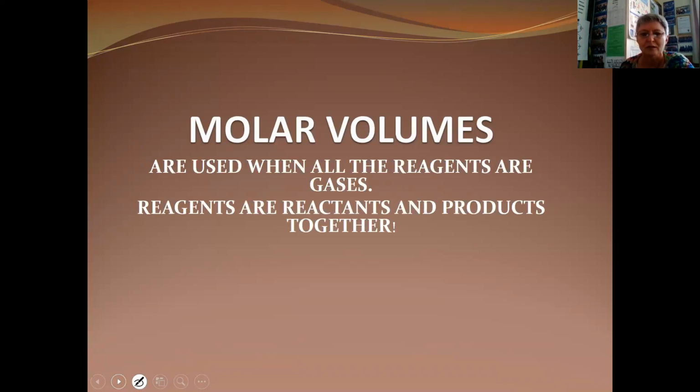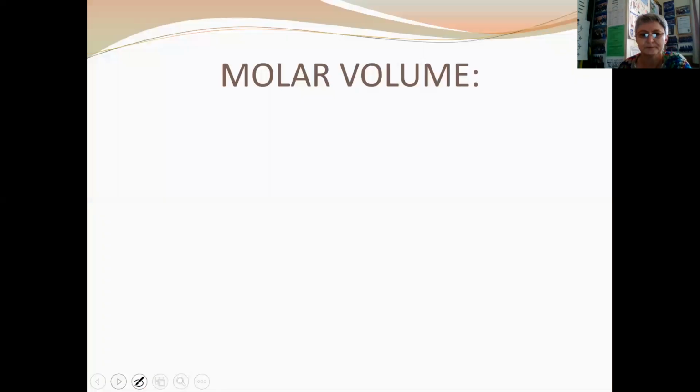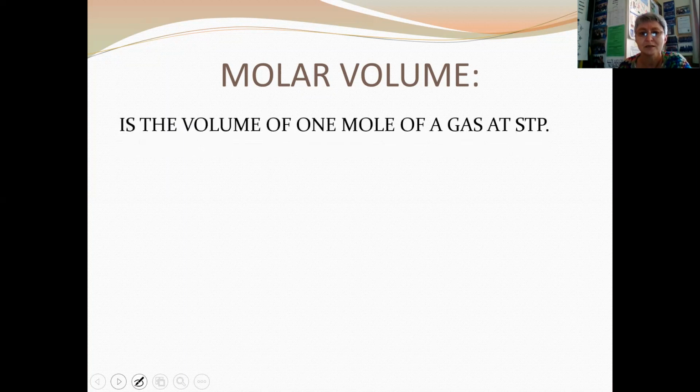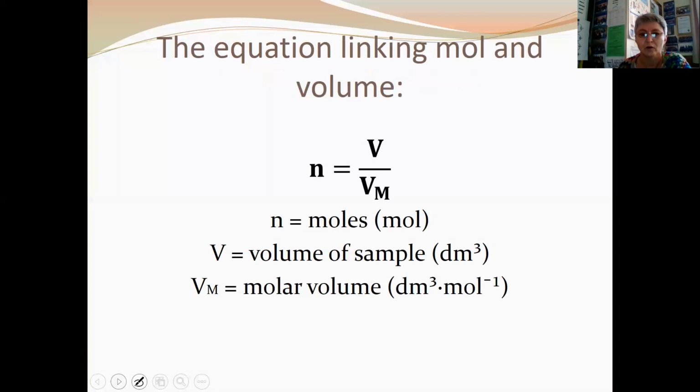Molar volume is the next topic, and it is the volume of 1 mole of a gas at standard temperature. So we use the molar volumes when all the reagents are gases. Reagents, just to explain what reagents are, are the reactants and the products mentioned together. What is the molar volume at STP? It is 22.4 cubic decimeters, with the symbol Vm.